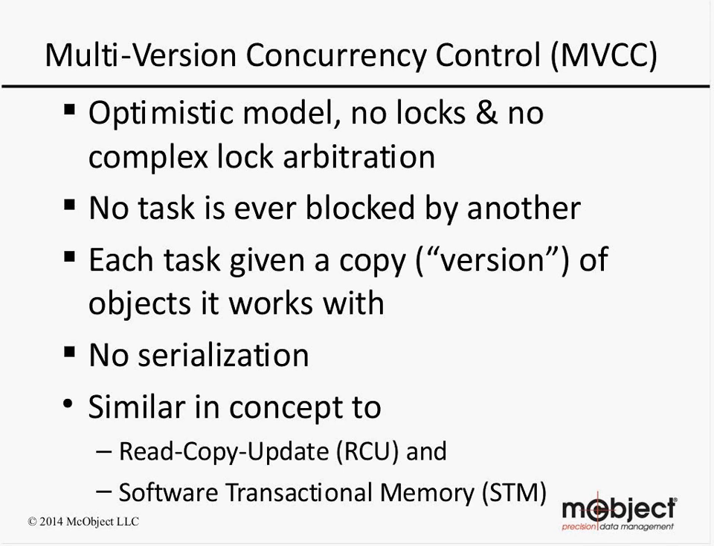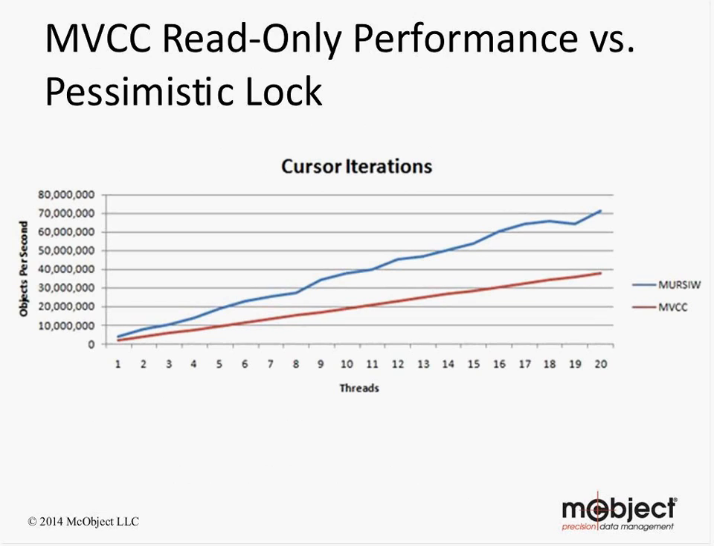All right, so my next few slides, I'm going to show you the performance difference between pessimistic locking and the optimistic concurrency model of MVCC. Too many C's in there. MVCC. So the red line is MVCC.